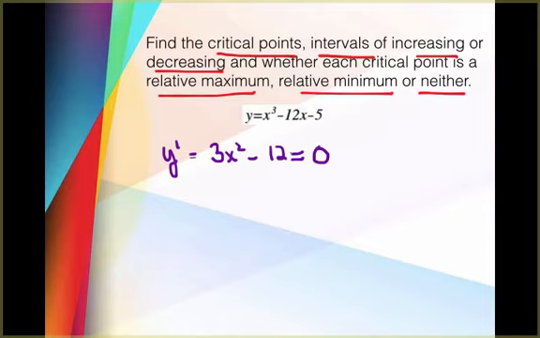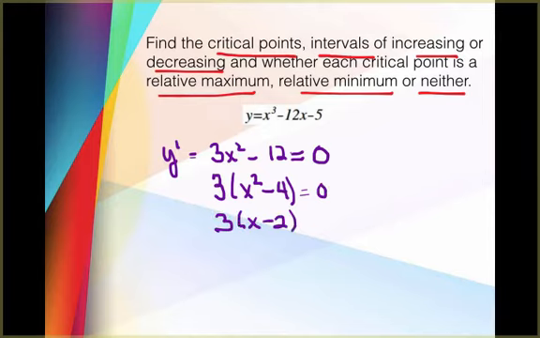Now we have a couple ways we could solve this. Since we just have an x squared term, we could isolate the x squared and then take the square root of both sides. I'm going to actually do this one by factoring because you do that a lot with these type of problems. So I'm going to take out the 3 first and be left with x squared minus 4. And then I'm going to factor x squared minus 4 to x minus 2 times x plus 2.